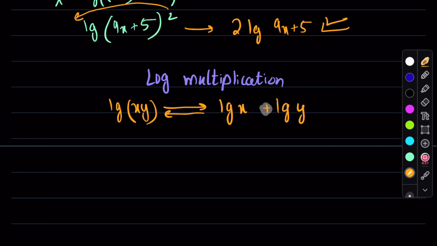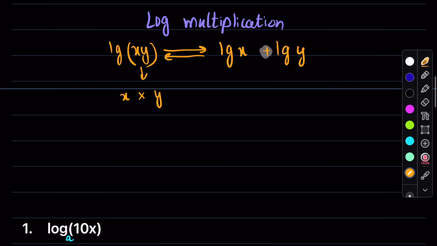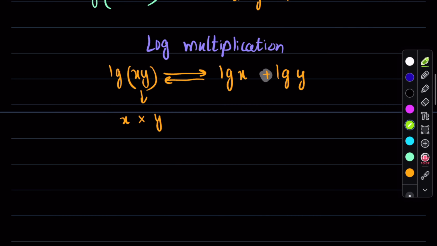Plus, because the variables in the logarithm were being multiplied. x was being multiplied by y, and so we can break the logarithm and write it as log x plus log y. Okay, let's take a look at a question.